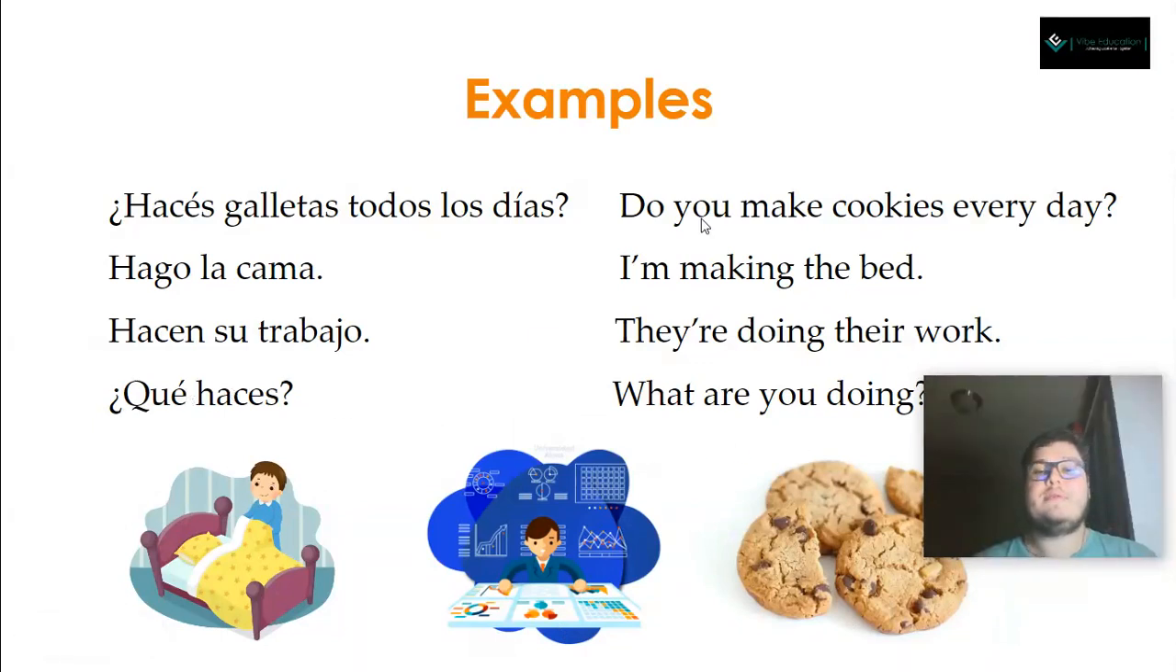So, as you can see, in all of them, we use just one verb, hacer. And in English, we have make and do. So, it's really easy, right?